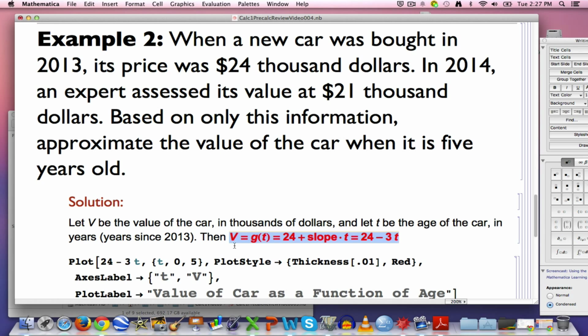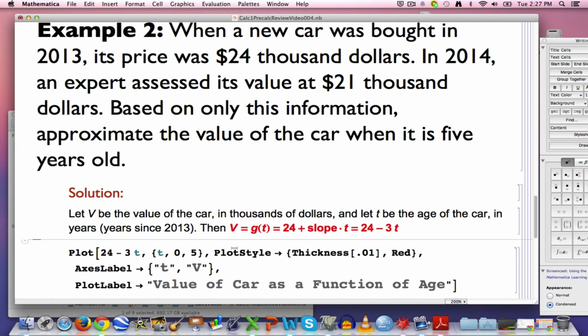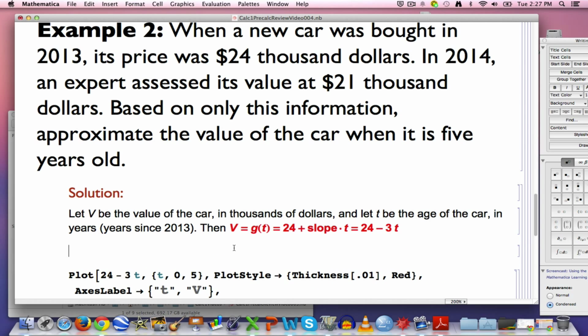Again, this is a model. It doesn't necessarily model reality perfectly. But here we want to ask again, what happens as t changes? If t changes from a number t to some other number t plus delta t, what is the change in v? What is delta v?